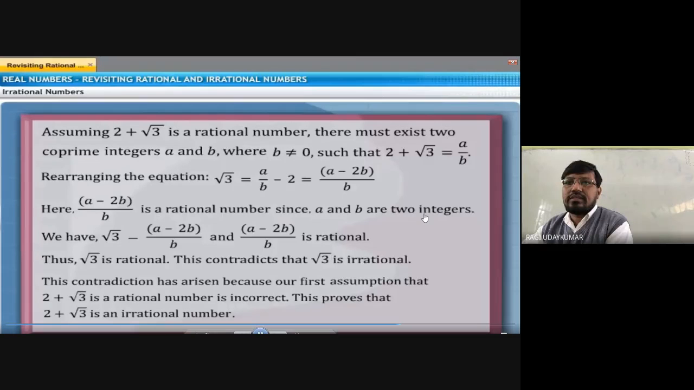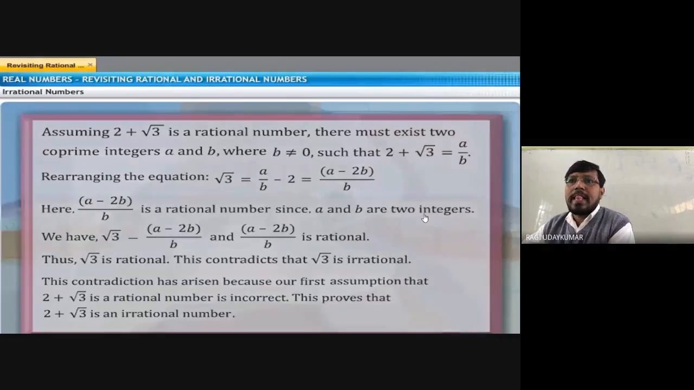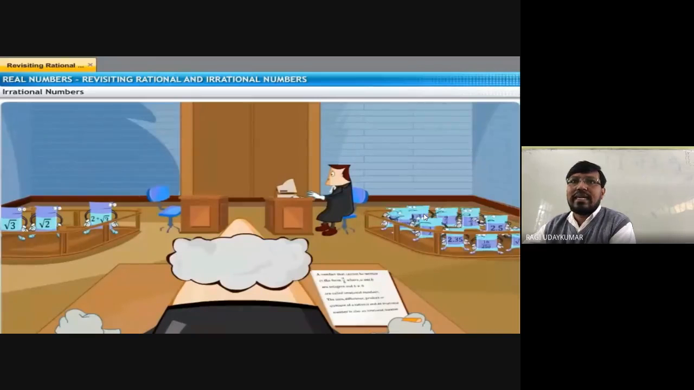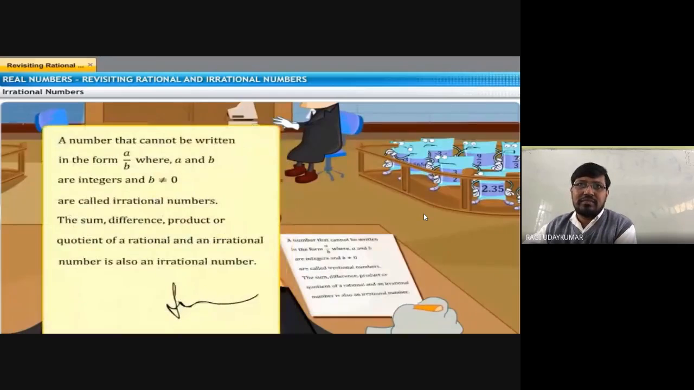Yes, sir. Yes. Now you see that like this we have proved the case, irrational numbers and rational numbers. Whenever a number can be written in the form A by B, where A and B are integers and B not equal to 0, it is called a rational number. If it cannot be written so, it is irrational. The sum, difference, product or quotient of a rational and an irrational number is irrational. The judge has given the conclusion and the case is solved.